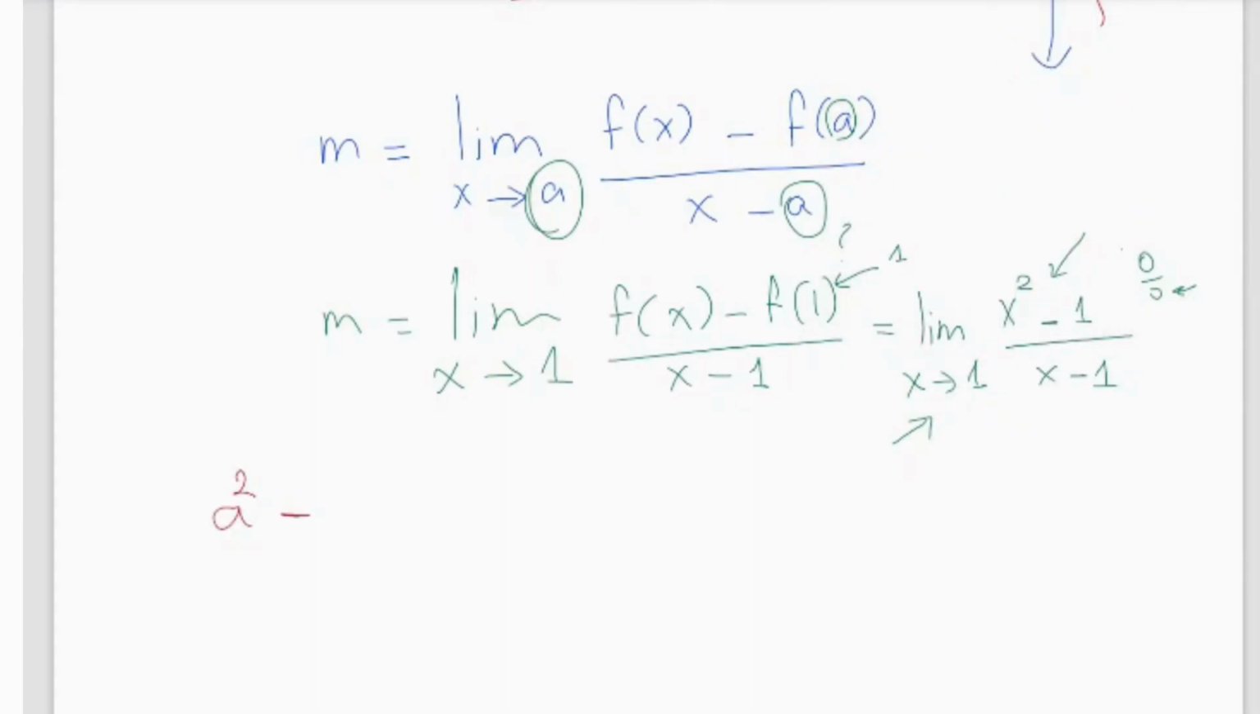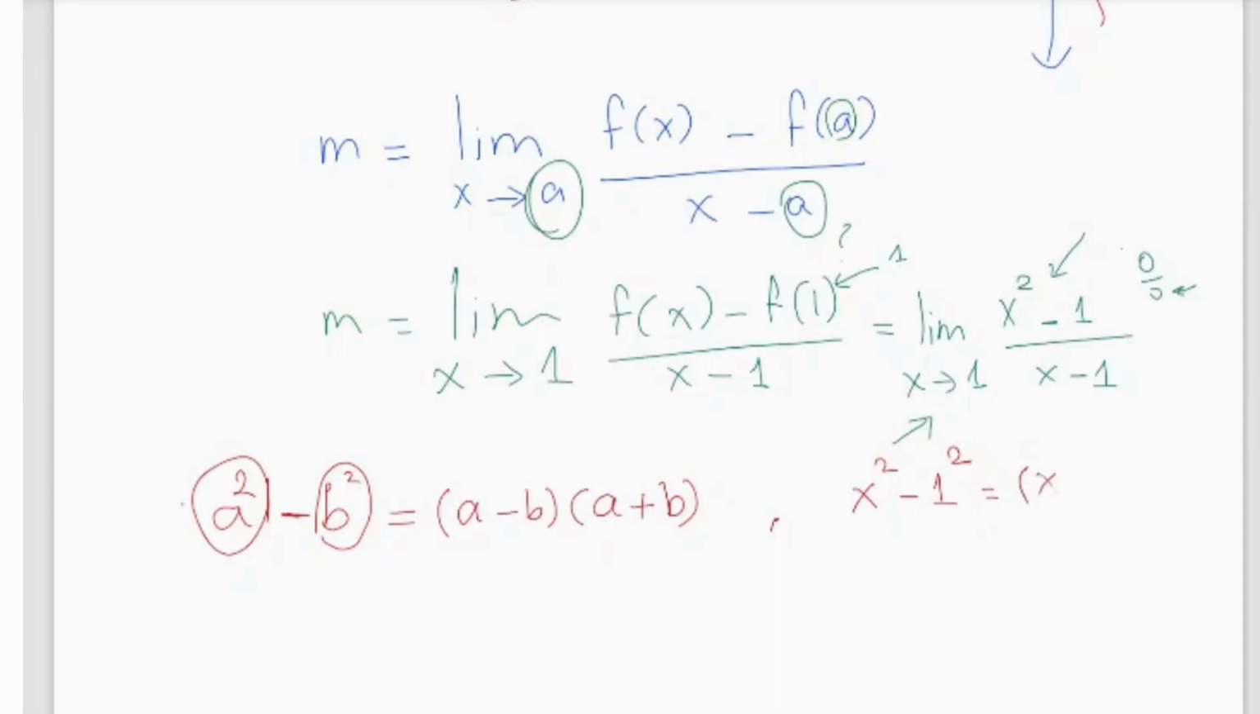If I know that a squared minus b squared, if I have a number squared minus a number squared, this can be factorized as a minus b and a plus b. Okay, but x squared minus 1, and 1 is equal to 1 squared, so this can be factorized as x minus 1 and x plus 1.